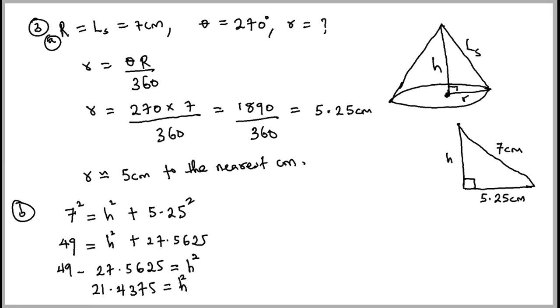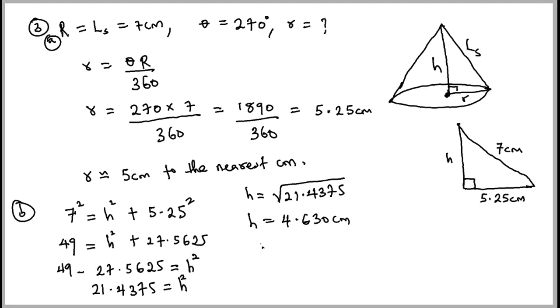And to get my h, I will take the square root of both sides, which becomes that h is now equal to the square root of 21.4375. So taking the square root, we have 4.630 and so on in centimeters.